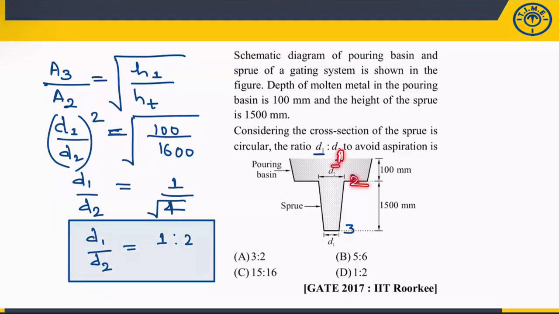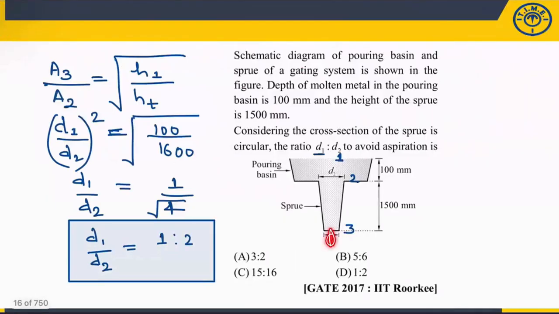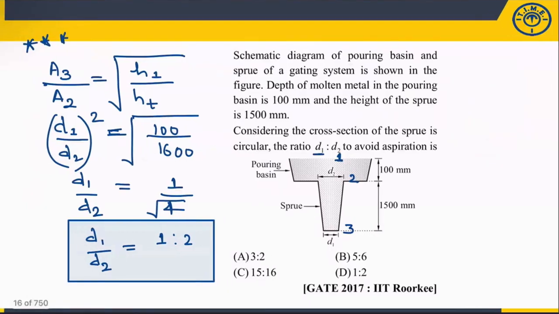Just write down all the subscripts, these 3 and 2, in the same way which we have understood from this concept. 1, 2, 3. A3 by A2 is H1 by this total height ST. A3 now they have mentioned as D1. So now you can write in terms of D1 and D2. Pi by 4 D1 square, pi by 4 D2 square, it will be cancelled out. And then you will get the ratio of diameter, to avoid the air aspiration, is 1:2. Okay, very, very important.